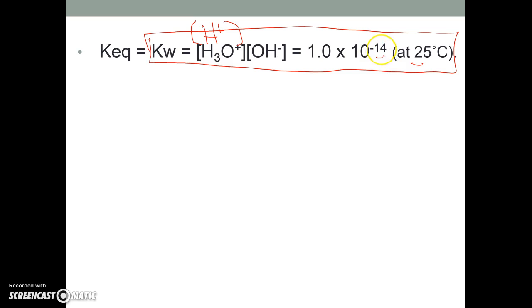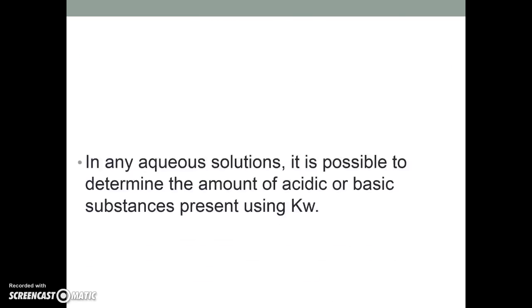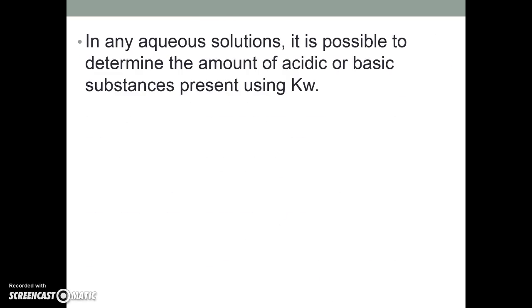This 10 to the minus 14th is a really important number to notice. What I want you to get is that if you have this number as a given, if you divide any concentration into it, it solves for the other concentration in that equation. So in any aqueous solution at 25 degrees Celsius, the product of H3O plus and OH minus must always equal 1 times 10 to the negative 14. In any aqueous solution, it's possible to determine the amount of acidic or basic substances using that equation.